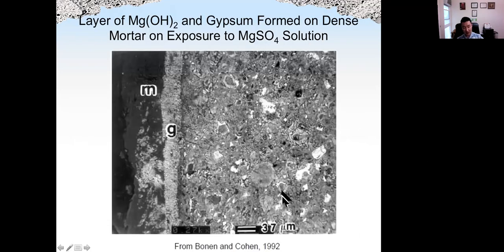Okay. As we can see from here, so this is concrete on the right. This layer is G, G is for gypsum. Okay. And M is for brucite, which is magnesium hydroxide. And we can see the layer of magnesium hydroxide and gypsum is formed on the surface of concrete only. So the damage is limited on the outside. That tells us if we can control the permeability, make the permeability of concrete low, then sulfate attack cannot really do a great damage.